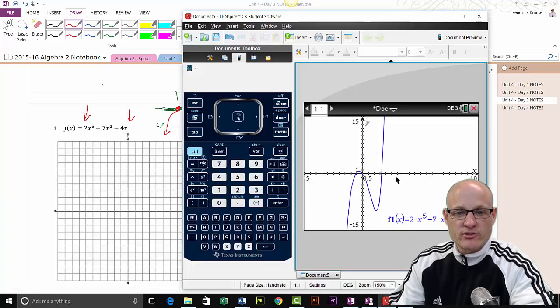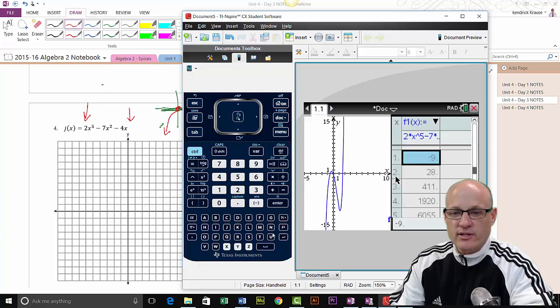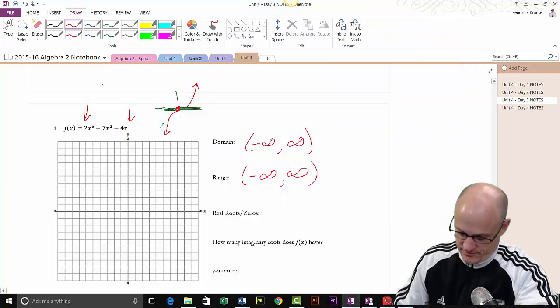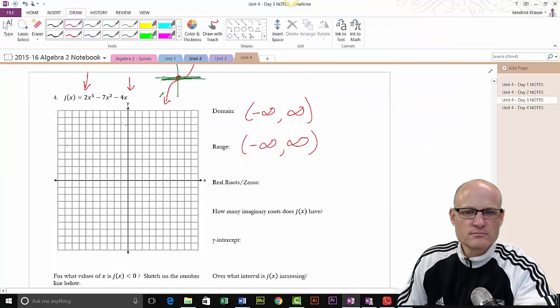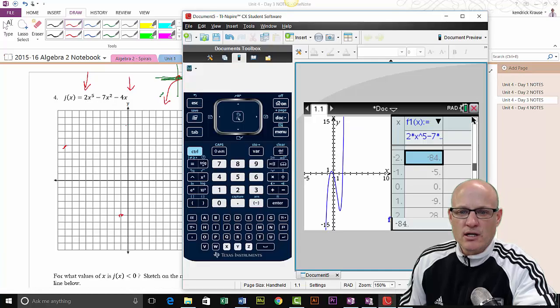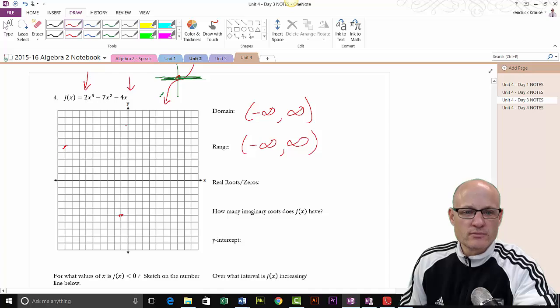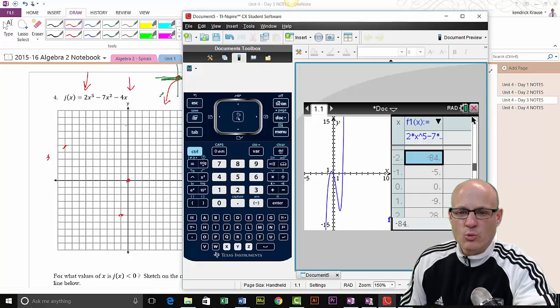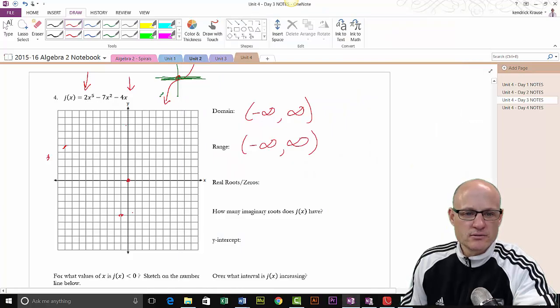Oh, we got to sketch this thing. So let's get a Control T. See if we can get a couple of values. So negative 1, negative 5. I hope that's right. 0, 0, we knew that was coming. 1, negative 9.